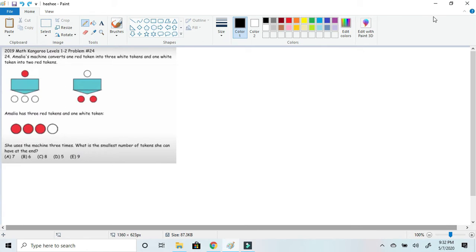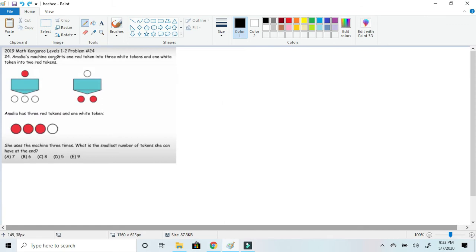This is Ronit from MathX, and today we're going to be doing number 24 from the 1st and 2nd grade Math Kangaroo of 2019. Now, this problem, in my opinion, does not deserve the place of 24 because we can solve it easily through the concepts we're going to learn today. So without further ado, let's get started.